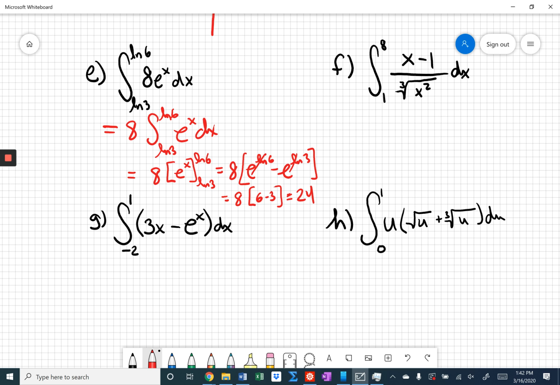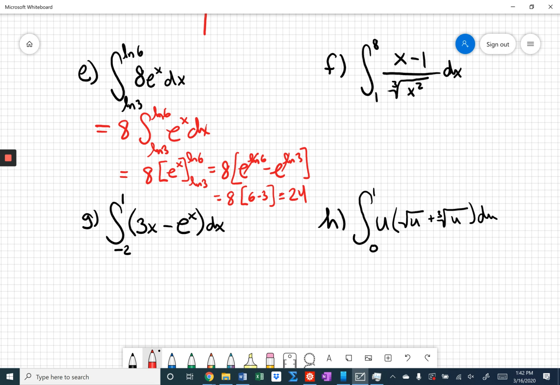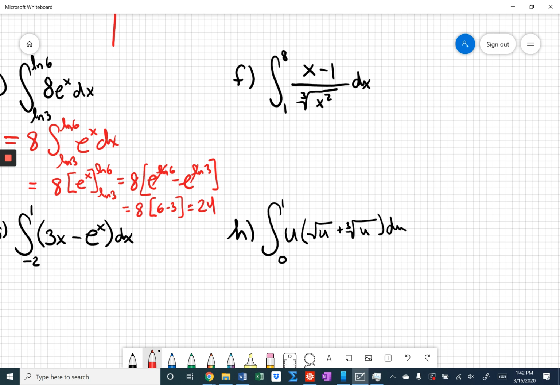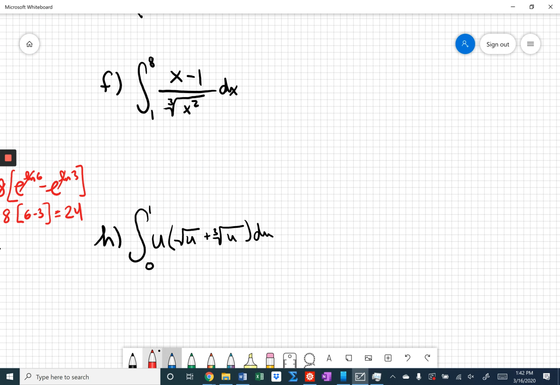All right, so in letter F, I know this one might be a little bit confusing for some and might be a little bit of a challenge, and that's okay. What we want to do is rewrite the algebra first. We want to sharpen the axe before we get into trying to find an antiderivative. Now, remember that x squared and its cube root is really x to the 2/3.